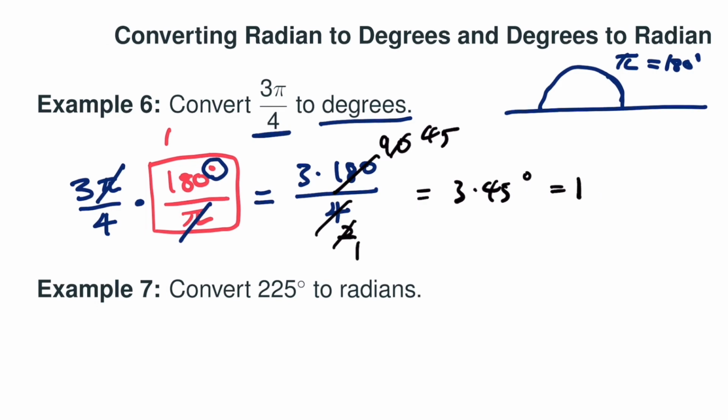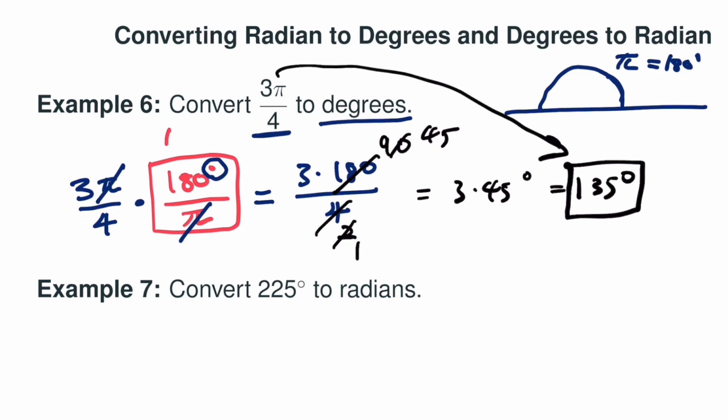That's the final answer. 135 degrees is the equivalent to 3 pi over 4. They're the same. One in radian, one in degree. Just like we convert pounds to ounces, for example. Right?